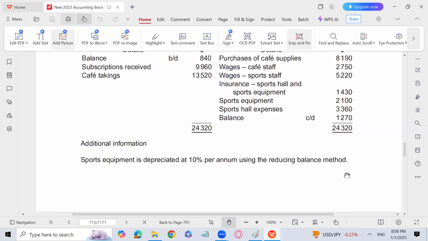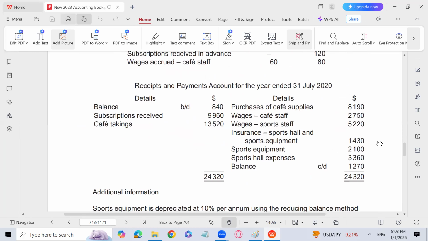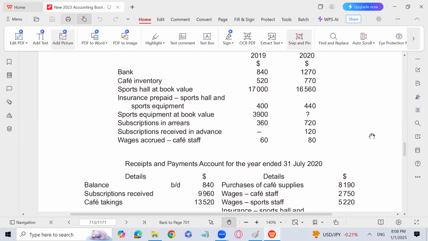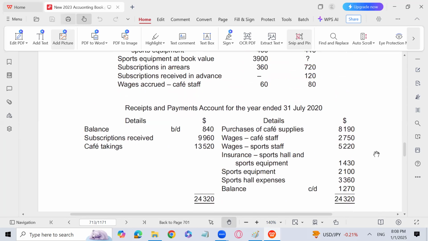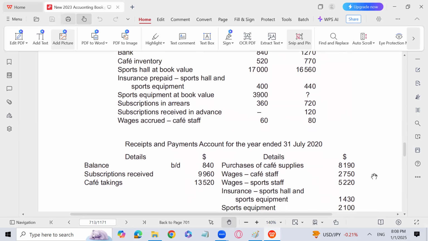Sports equipment is depreciated at 10% using the reducing balance method. So it is given that it is depreciated by the reducing balance method. So what we'll do, 17,000 at book value. Okay, same here. Sports hall at book value is given. Okay, I'm sorry. Sports hall, the depreciation we will calculate, 17,000 minus 16560. That is going to be 440. Depreciation on sports hall is 440.